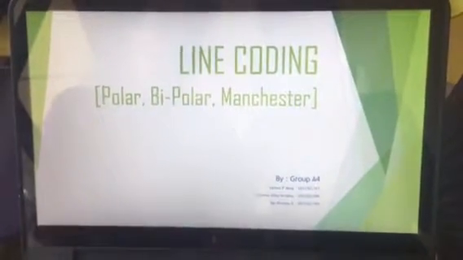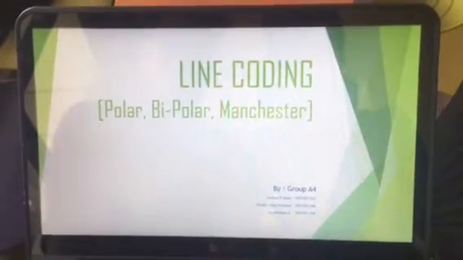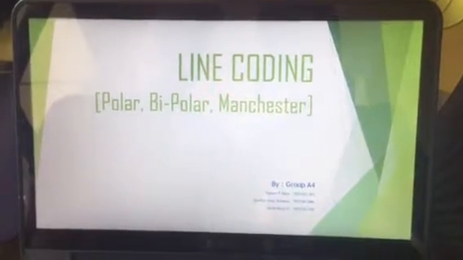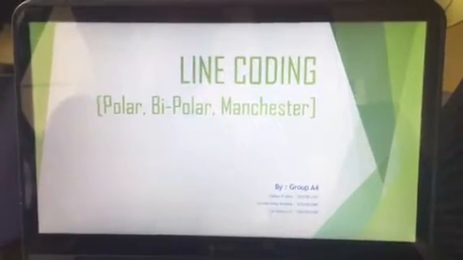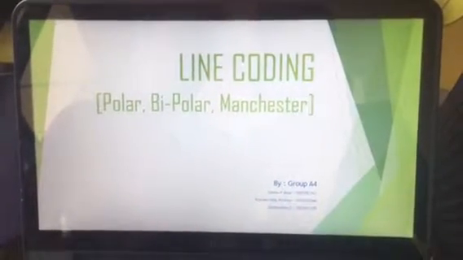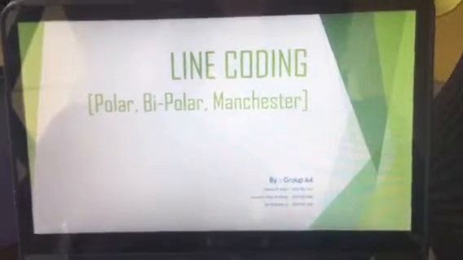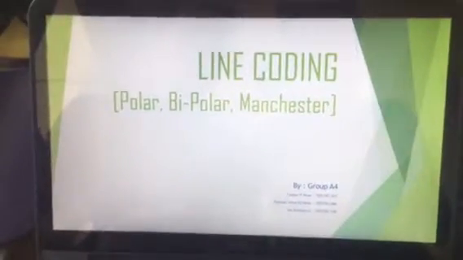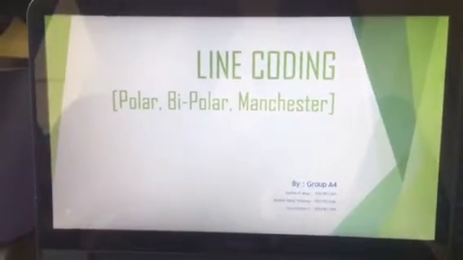So before going to line coding, why is line coding necessary? We know that computer networks are used for communication purposes. For communication, the building blocks are data and signals. Data can be transmitted directly as 1s and 0s, but it has to be encoded as a signal so that it can be transmitted. So line coding is the one which converts digital data into a bit stream.